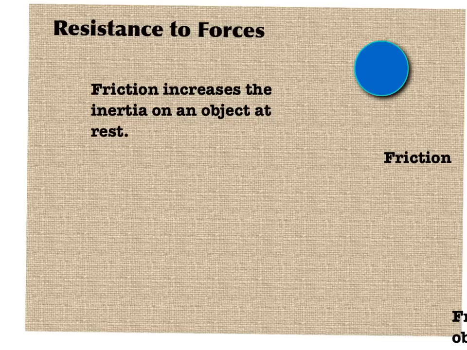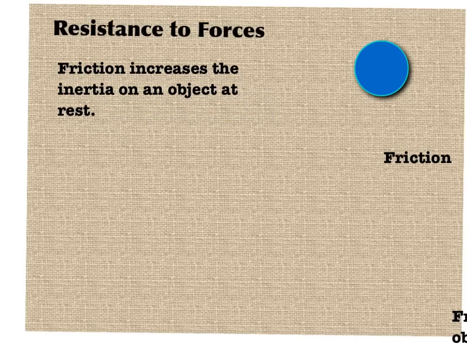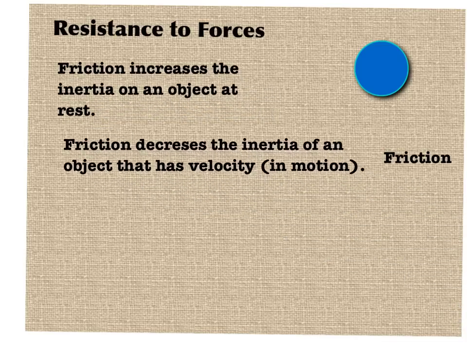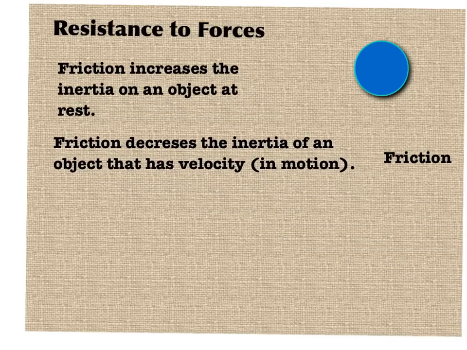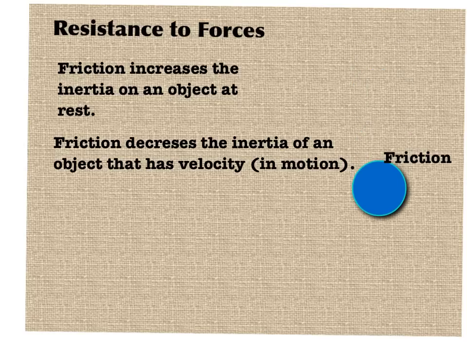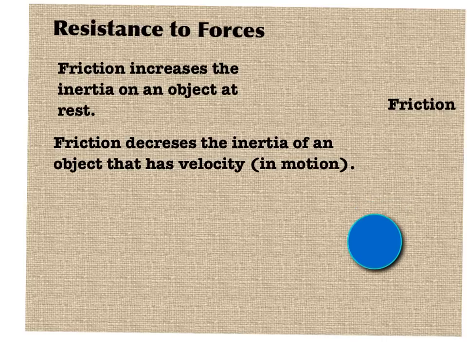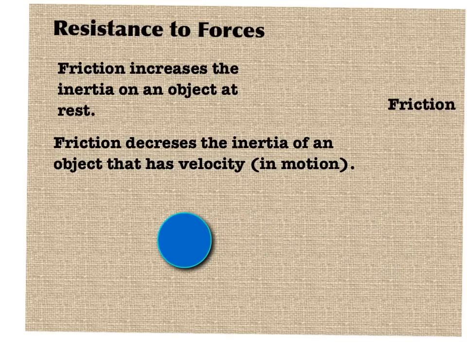So, a couple things here. Here's an explanation: friction increases the inertia of an object at rest. So this object has inertia, and I'm trying to push it, and it just doesn't want to move. Not you, friction. But once that object is in motion, friction decreases that inertia. So once we're in motion, that friction is going to slow it down quicker.